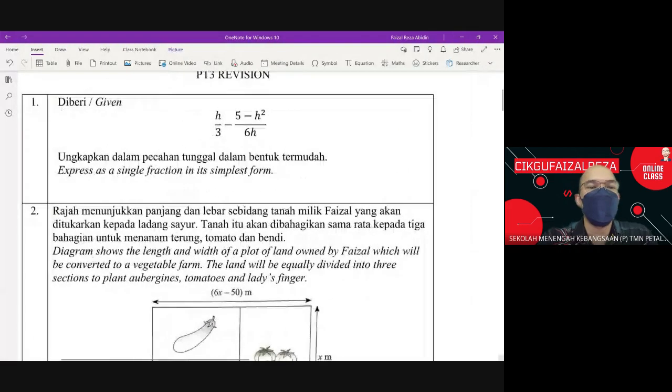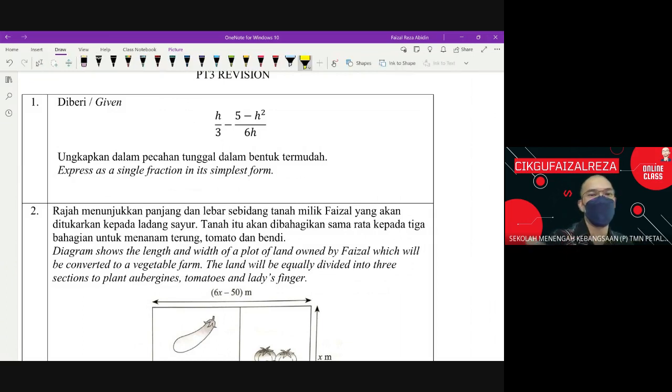Okay, this one: express h over 3 minus (h minus 5 minus h squared) over 6h as a single fraction in its simplest form. This is Form 1. So how do we want to do this one? First, you are going to look at what, class?